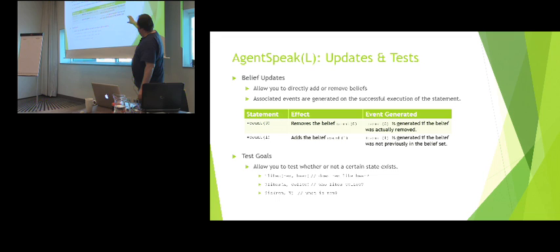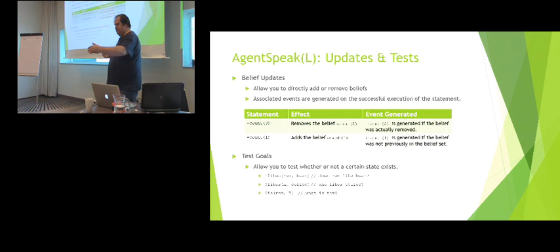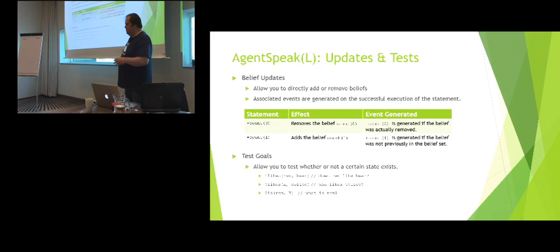So there's a few other things. You can add and remove beliefs within the program, and you can have test goals which allow you to check whether a state occurs. So you can perform two or three steps in a plan, and then check, did I get the state I expected? If I didn't, I can fail. If I did, then I can keep on going. So it allows you to have checkpoints within your program to check whether things have gone as you expect. Now, the way that failure is handled depends upon the language.